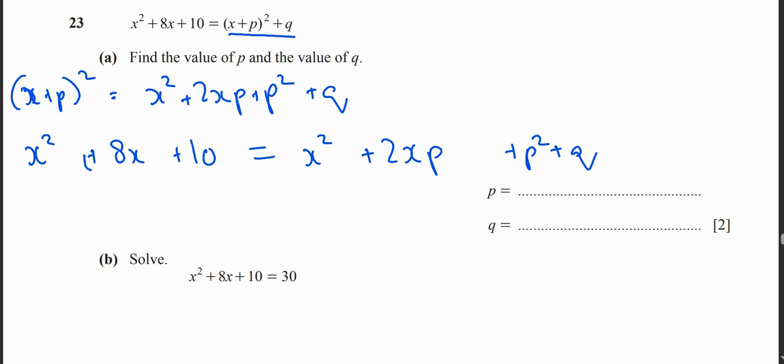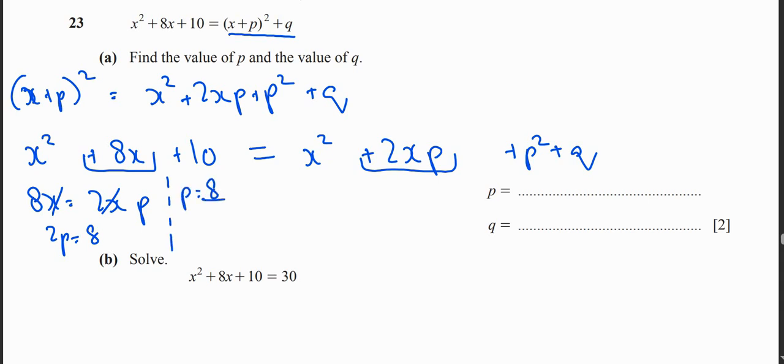So look, 8x is equal to 2xp. X cancels. 2p is equal to 8. p is equal to 8 divided by 2. p is equal to 4. That's how I got 4.